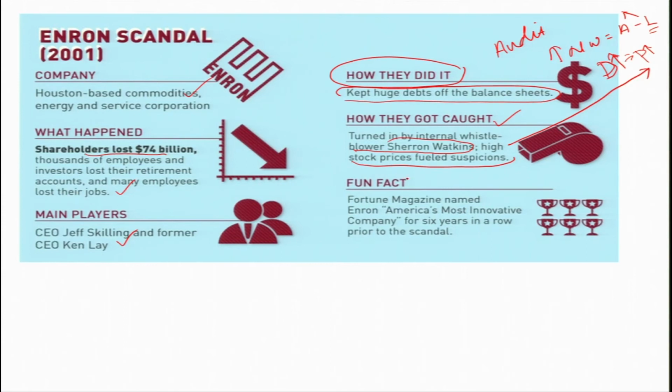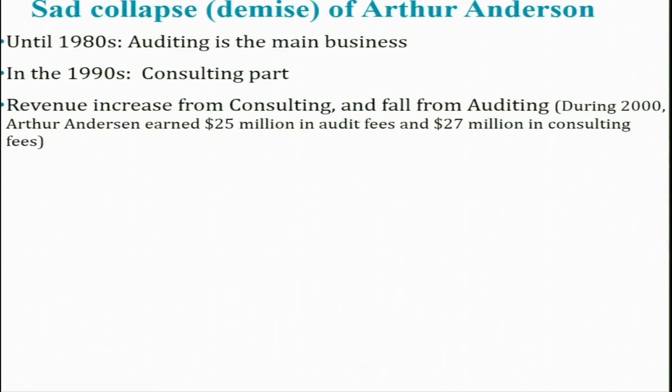At the same time there are some fun facts as well. Fortune magazine named Enron America's most innovative company for 6 years in a row prior to the scandal. Coming to Arthur Andersen, this is the audit firm that did both businesses, the auditing and the consultancy part, and was a major actor in the scandal. Until the 1980s auditing was their main business. It was originally an auditing company.